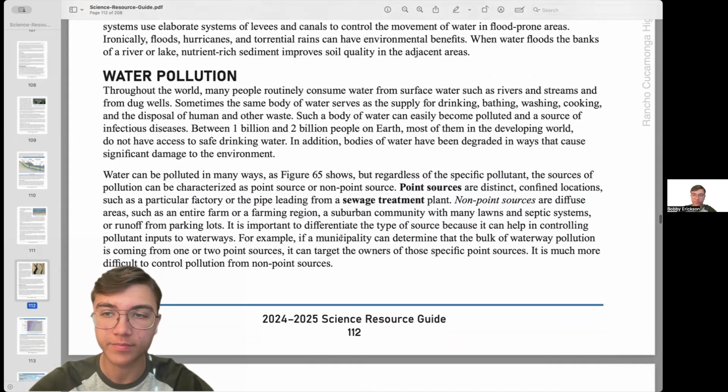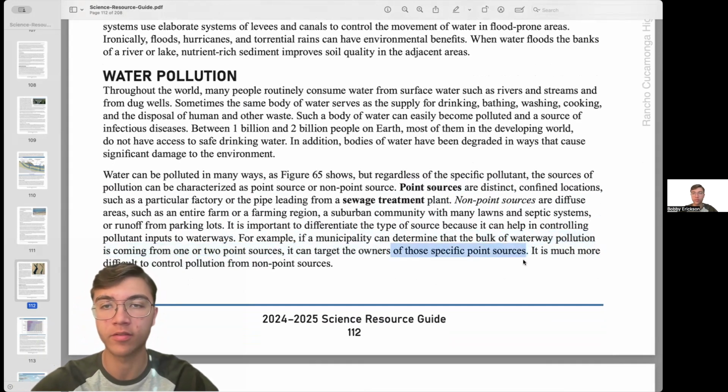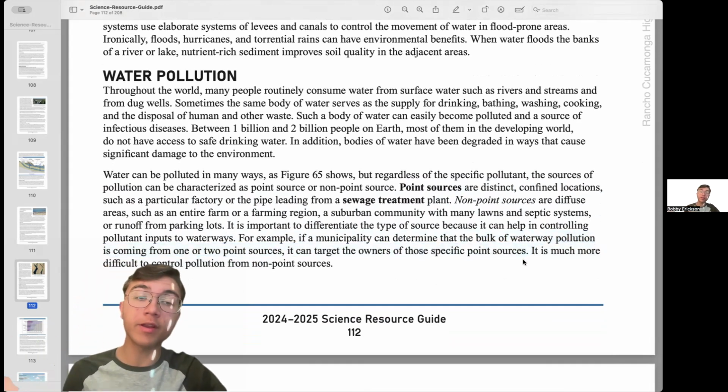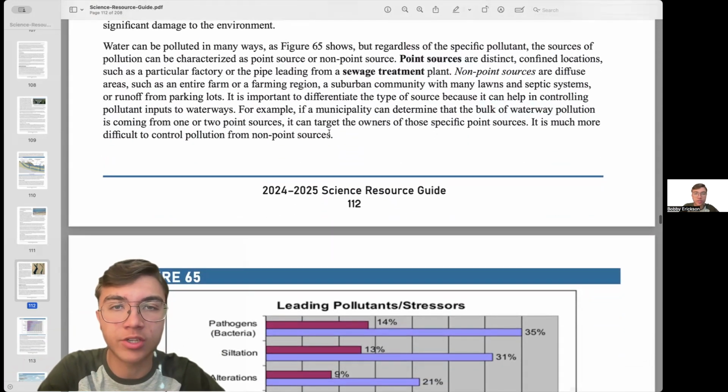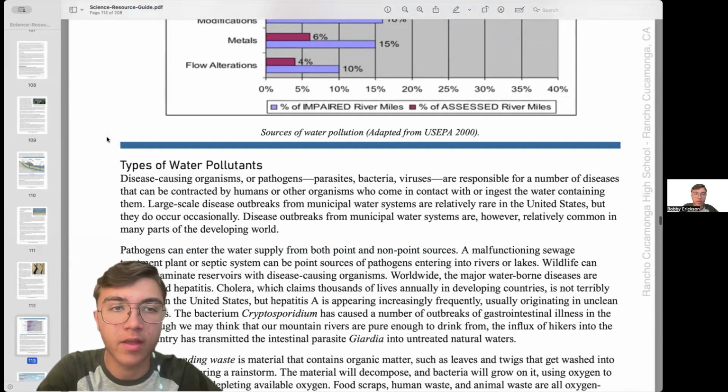So if the bulk of the waterway pollution is coming from one or two point sources, then we can target those sources. Point sources are specific, so we know what to fix. So we go and fix those, and we can actually control them, versus non-point sources, which are difficult to control.